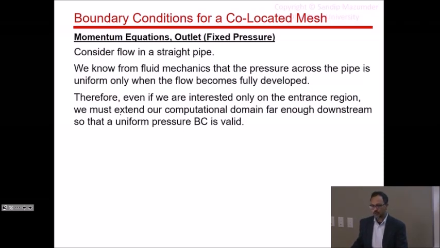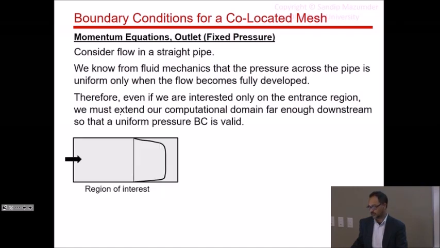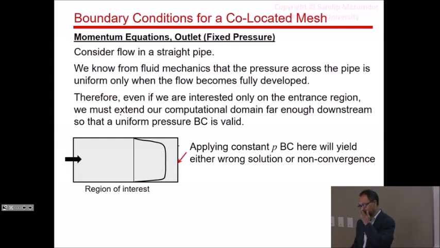But suppose we are interested only in the entrance region, that region. We are only interested in a couple of centimeters from the entrance region. So the question is, if I now do a CFD calculation on that, can I set my boundary condition right here at that outlet? Applying a pressure boundary condition there will yield either a wrong solution or non-convergence. Why? Here's the reason, and you all understand this.